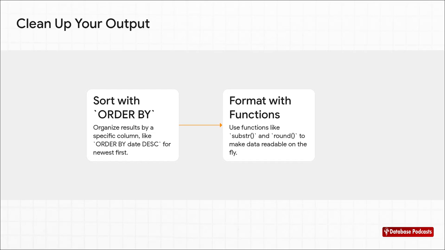But finding the right data is only half the story, right? You also want to make it look good, make it make sense. You can use ORDER BY to sort your results, say from newest to oldest. And what's really cool is you can use built-in functions like SUBSTRING to chop up and reformat the data as it comes out. It makes everything so much more readable.